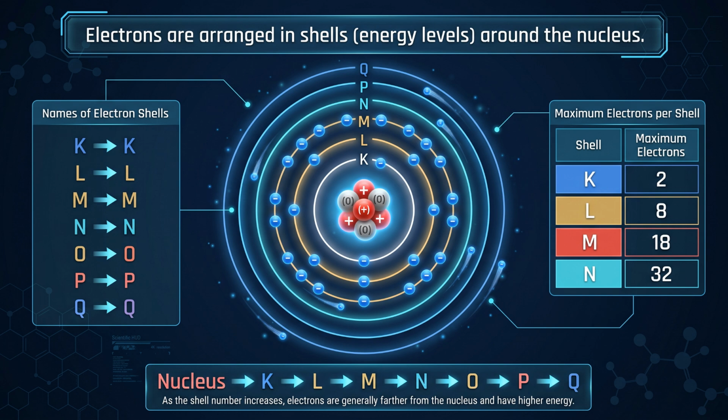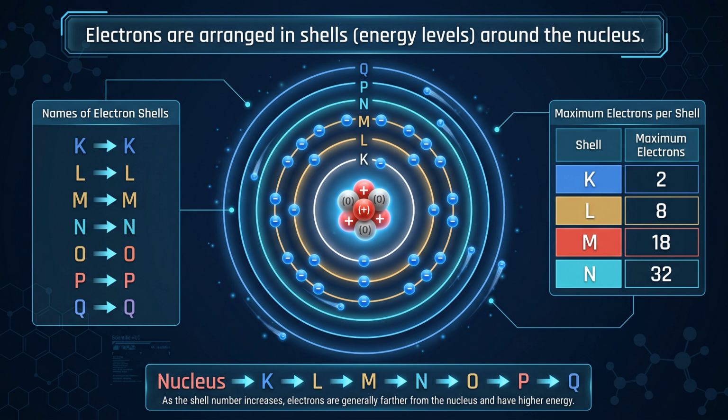Therefore, electrons in the outermost shell are held less tightly than those closer to the nucleus. This is why valence electrons can be removed or shared more easily during chemical reactions. Electron shells are also closely related to energy changes. When an electron absorbs energy, it can move from a lower energy shell to a higher energy shell. This process is called excitation.